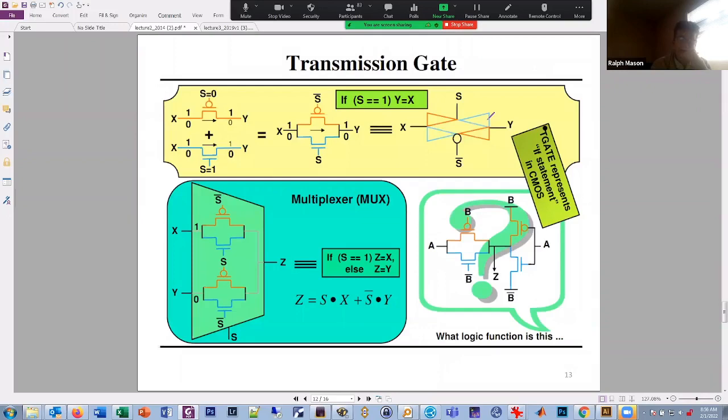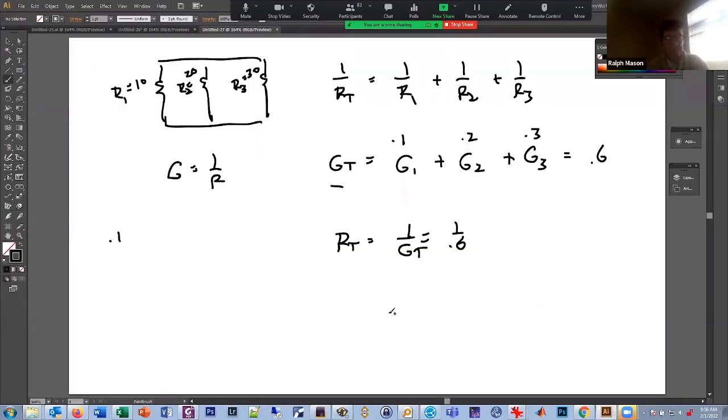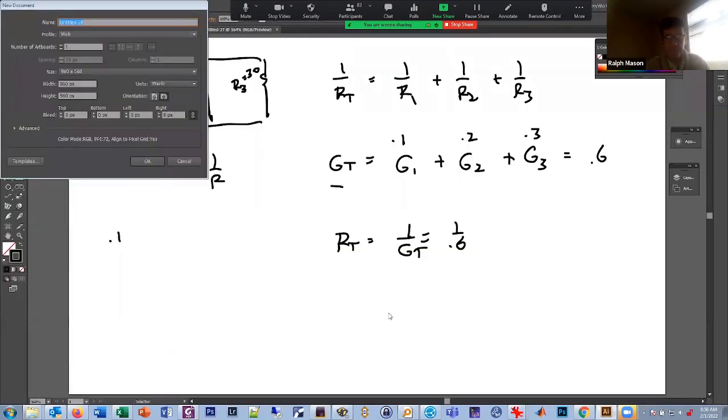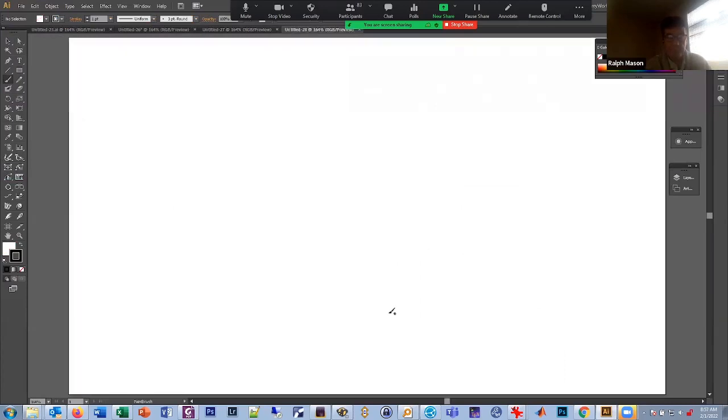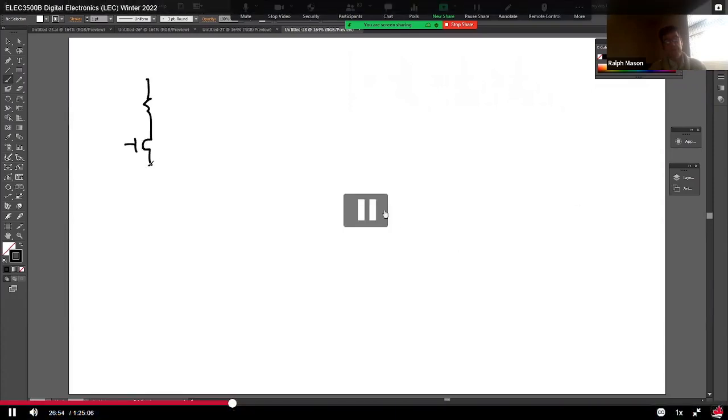We're going to do one slide, then we're going to have some bonus questions. So we learned about this logic, let's go back here. We learned this logic, which we called resistor transistor logic, right?